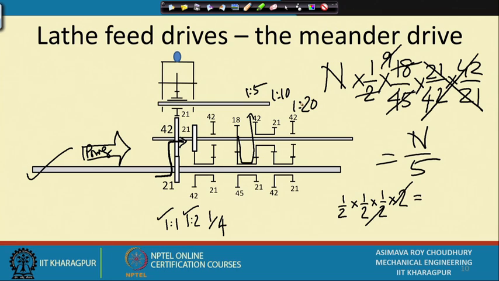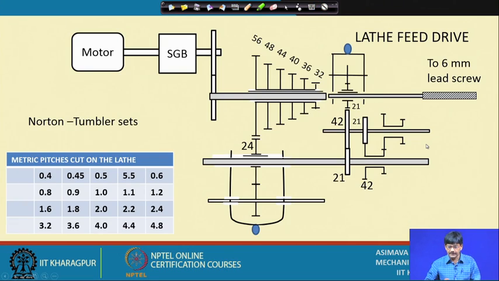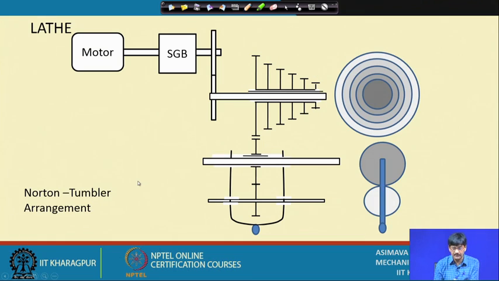So, this way ultimately we see that on the lathe, whatever speeds, whatever feeds we require, they can be obtained by the Norton Tumbler arrangement and the meander drive, and this is called the extended meander drive. Here, one question up till now is not answered: I am getting pitches of 1.6, 1.8, 2, 2.2, etc. If the inch system is there, how do I get say 1 by 8, 1 by 9, 1 by 10, like that? What is the way in which we can obtain that?